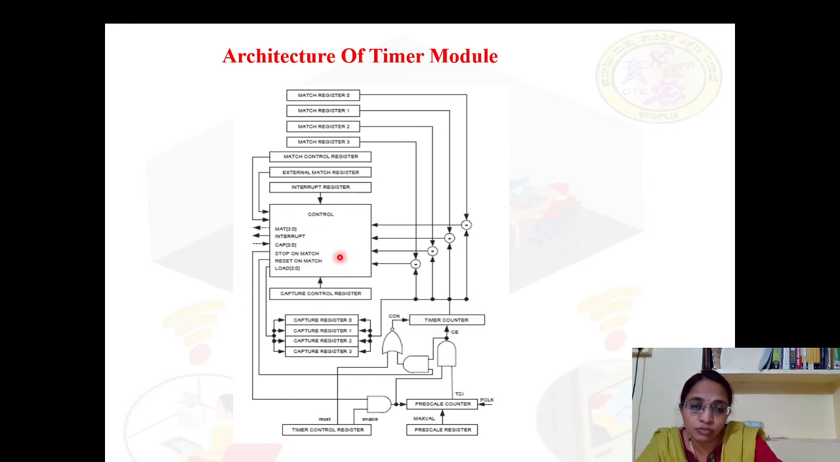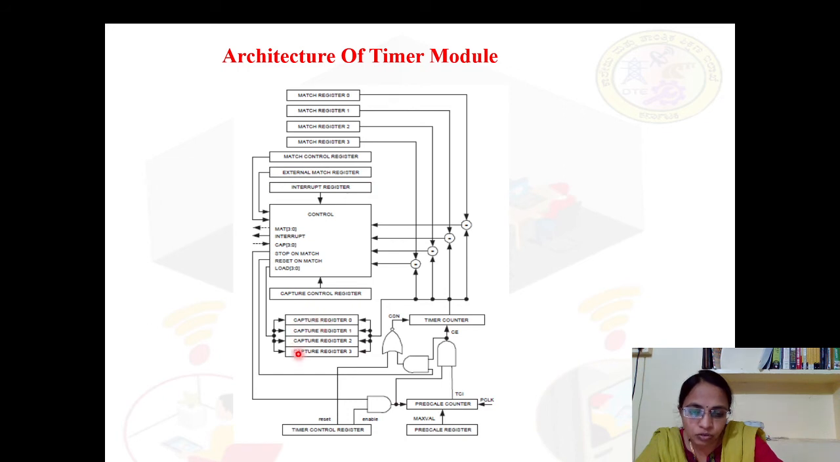So which operation will take place will be decided by another register called the match control register. Corresponding to each of these match registers, there are 4 match outputs here. These match outputs may be set high, low, or toggled depending upon one more register called the external match control register.